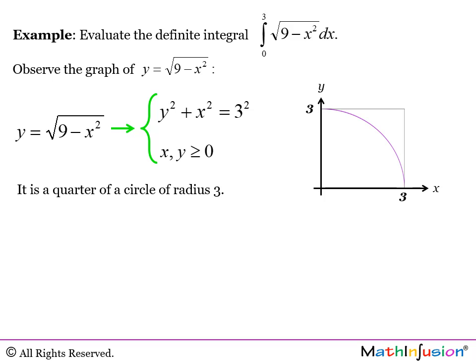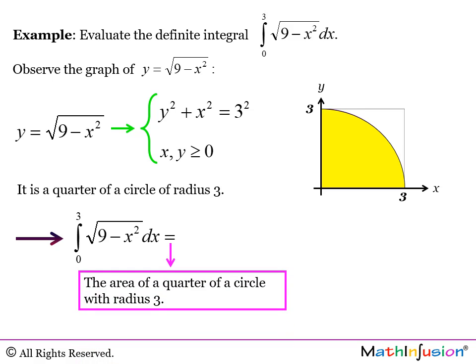And because we know the region, we know how to evaluate this integral. Because everything is above the x-axis, this integral is the area of the yellow region, which means that it is the area of a quarter of a circle with radius 3, which is just 9 over 4 pi.